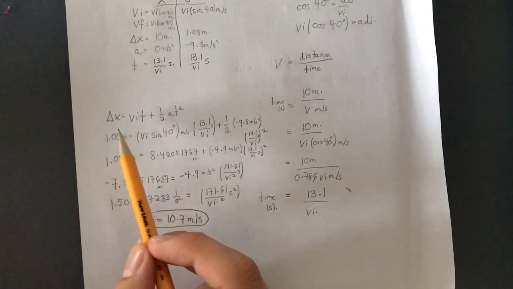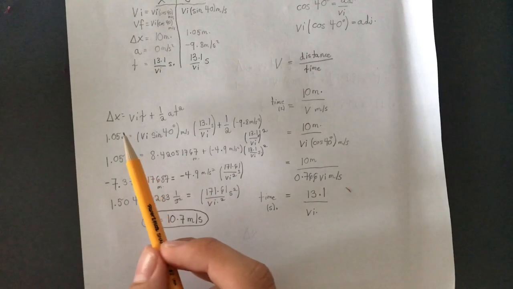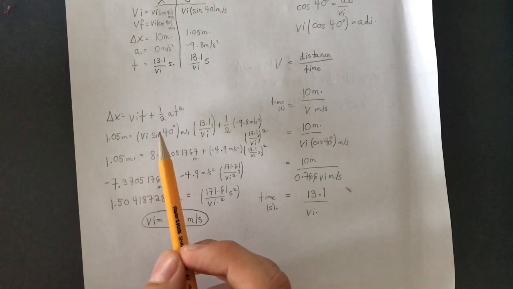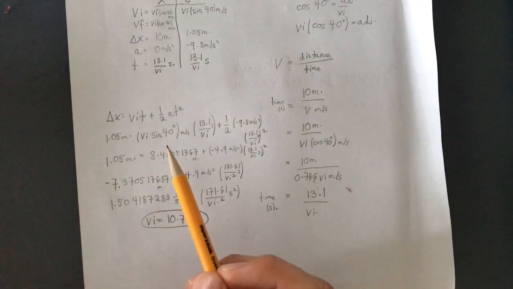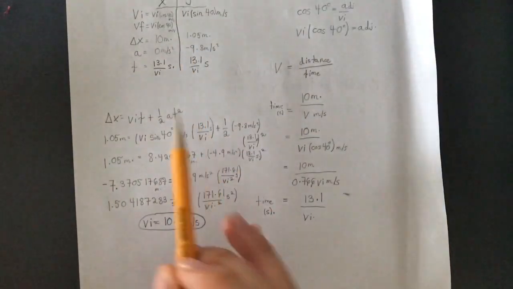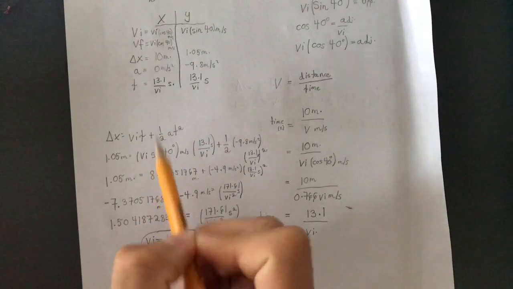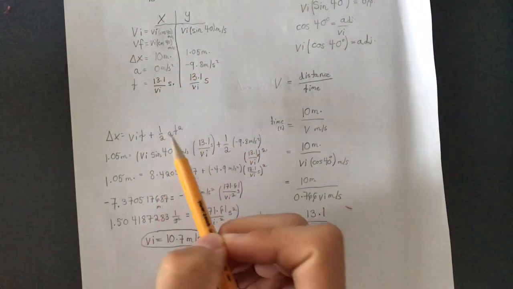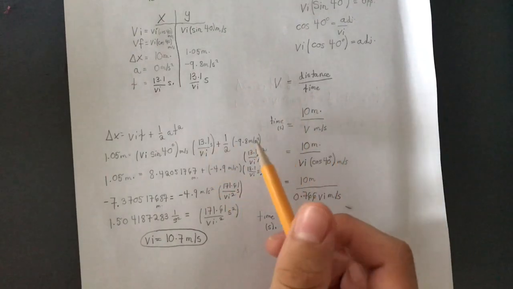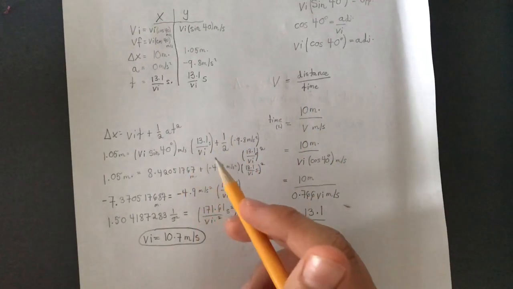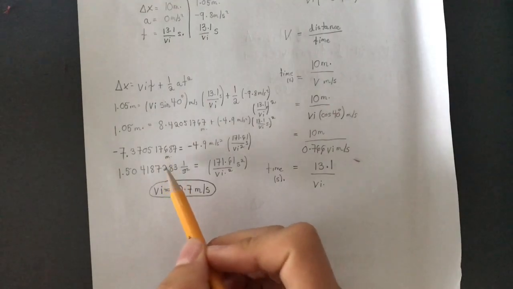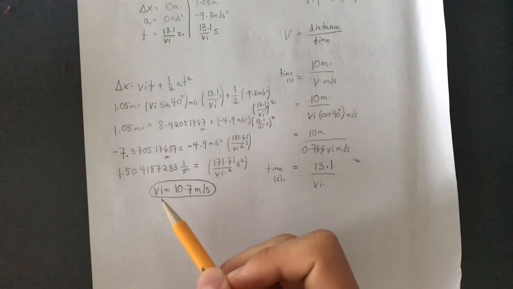Accordingly, we can use change in displacement equals initial velocity times time plus 1/2 acceleration times time squared. When you plug those values in, we use 1.05 from here, and then the initial velocity over here, and then times the time, which you just found. We only get one variable that we're trying to solve for. If we plug everything in, we end up getting 10.7 as our initial velocity.